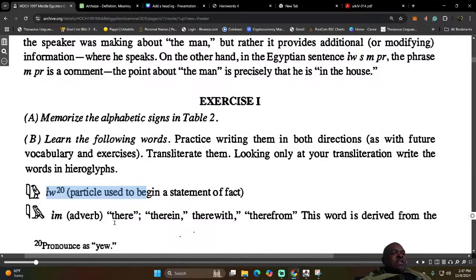Now, right here, he clearly tells us it's pronounced U right here. It is a particle used to begin a statement of fact. But what is this?